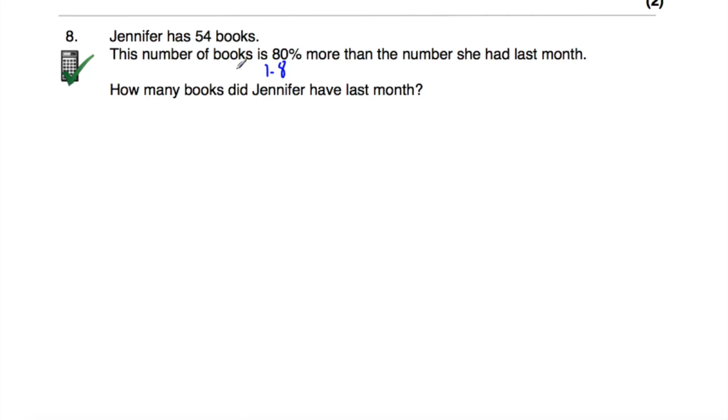So if we want to go backwards and figure out how many books she had last month, we just need to divide by the multiplier. So let's take 54 and divide that by 1.8. And if we do 54 divided by 1.8 on our calculator, the answer will be equal to 30.